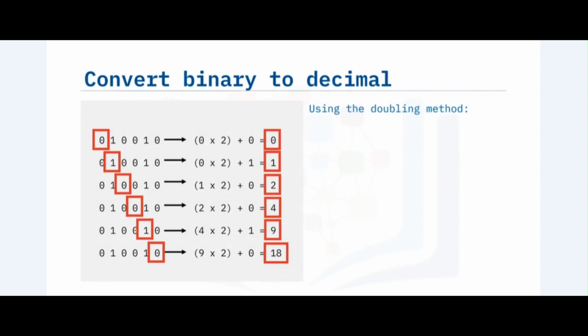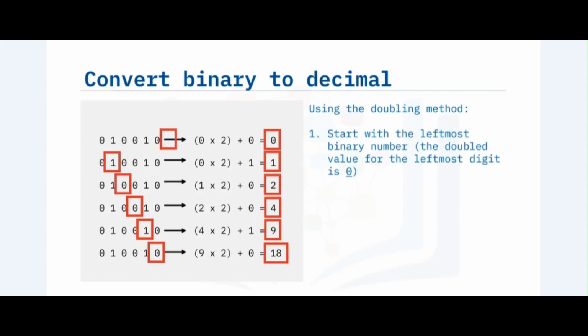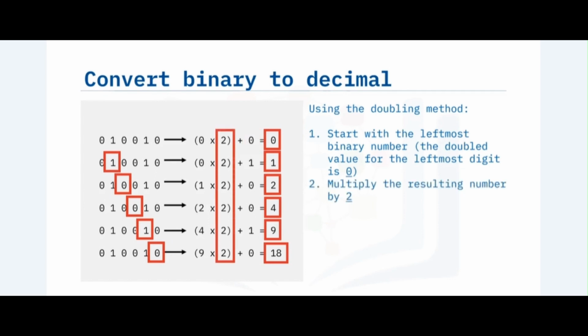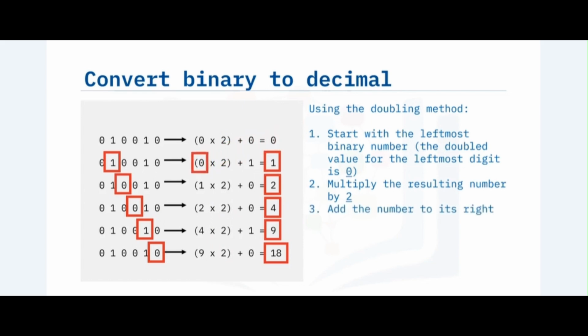Here's how to change a number from binary to decimal using the doubling method. Let's start with the binary number 010010. Start with the leftmost digit, which is 0. Since you are starting from the leftmost digit and there is no previous digit to the leftmost digit, we consider the double of the previous digit as 0. Double the previous number and add the result to the current digit.